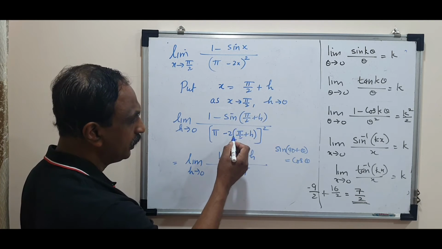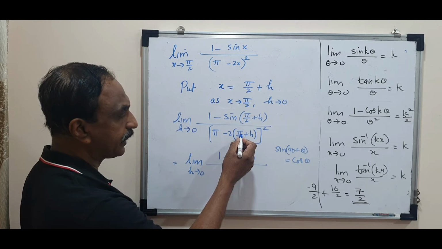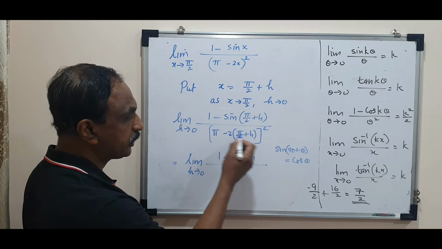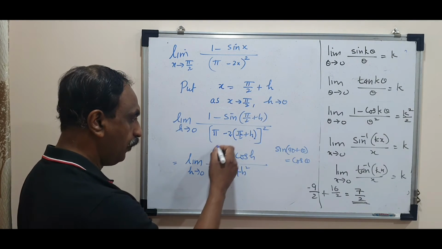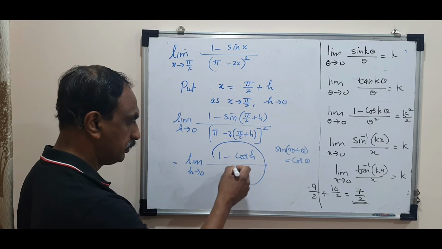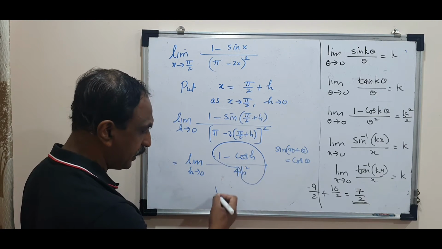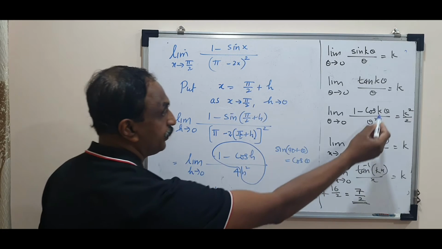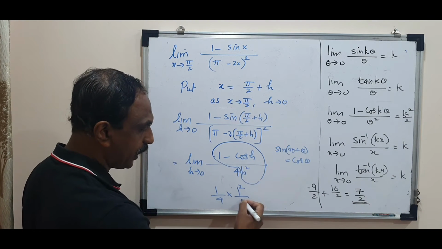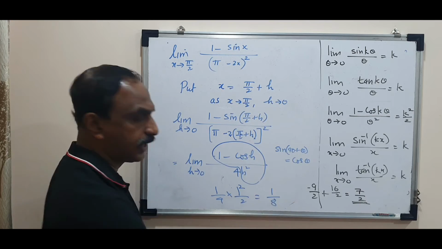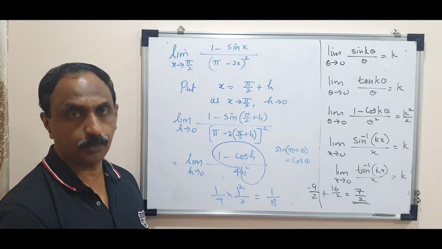How did it become 4? This 2 and pi by 2 get cancelled with this pi. This 2 will become minus 2h. When you square it, it becomes 4h square. Now we know the answer for this. The answer for this is 1 by 4 into k square by 2. K here is 1. So 1 square by 2. So 1 by 8 becomes your answer. This is one method of doing the problem.